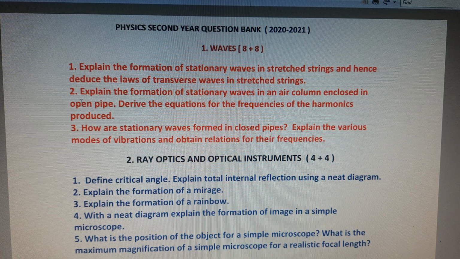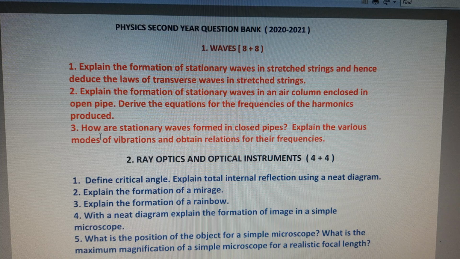The first long question is: explain the formation of stationary waves in stretched strings and hence deduce the laws of transverse waves in stretched strings. And the second question is: explain the formation of stationary waves in an air column enclosed in an open pipe. Derive the equation for the frequencies of the harmonics produced.